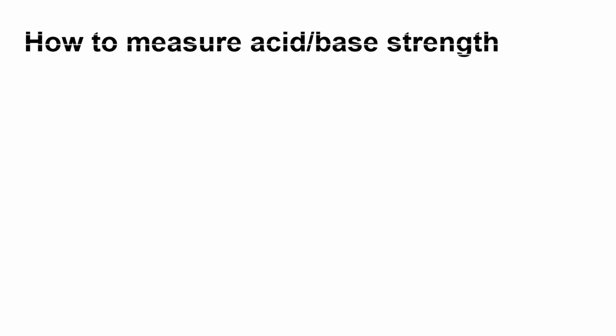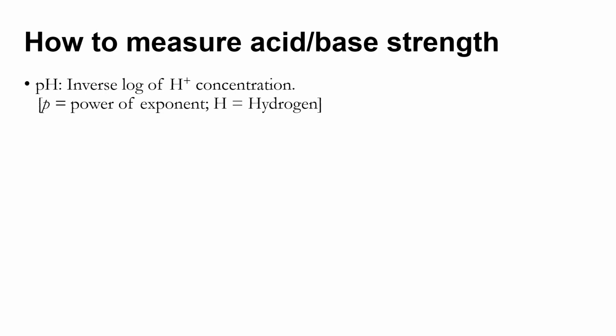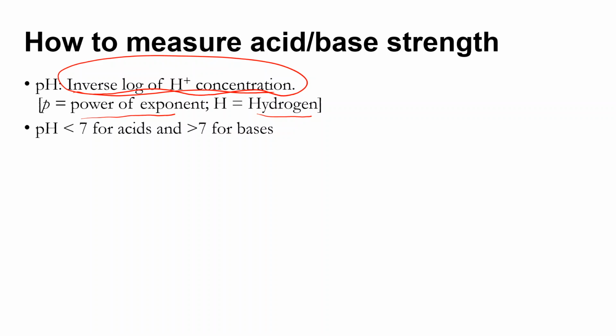Now we have to know how we can measure the strength of an acid or base. We call it pH. pH is nothing but P for the power of exponent and H for the hydrogen ion concentration. So it is basically the inverse log of hydrogen ion concentration. As we discussed in the last slide, an increase in pH means base and a decrease in pH means acidic. Neutral is 7. More than 7 is base and less than 7 is acid.